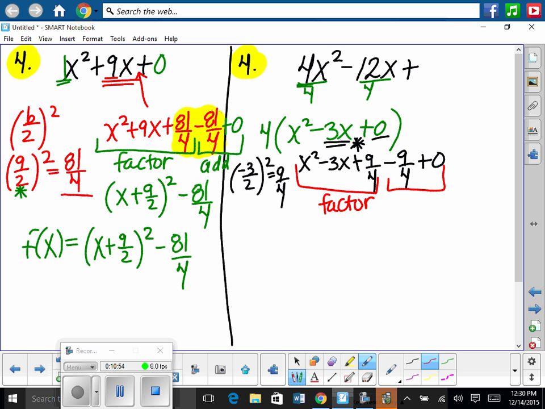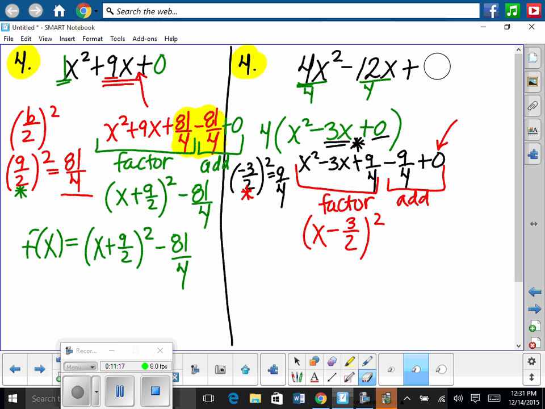You can use your little trick: look back inside the parentheses before you squared it. It was negative 3/2, so this is going to factor to x minus 3/2, squared. And then we add these two, so negative 9/4 plus 0. The reason I did the 0 is it's not always going to be 0. What if that would have been plus 4, and we factored out a 4? Then left would have been a 1, and we would have added 1 right here. That's why I'm showing you the plus 0: if it's not 0, you'll have to make sure you add that together. So negative 9/4 plus 0 is negative 9/4.